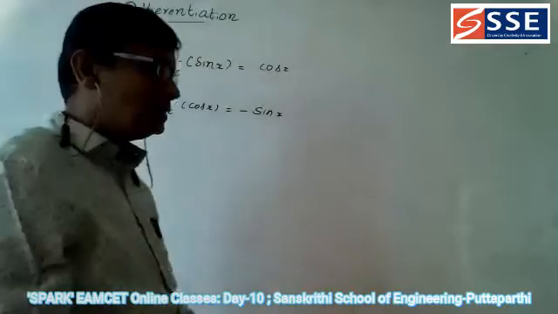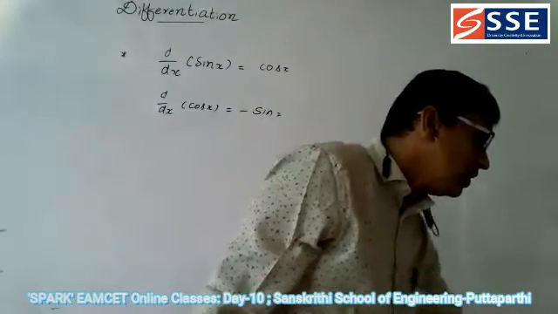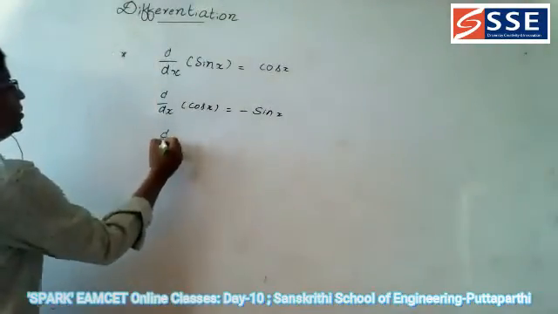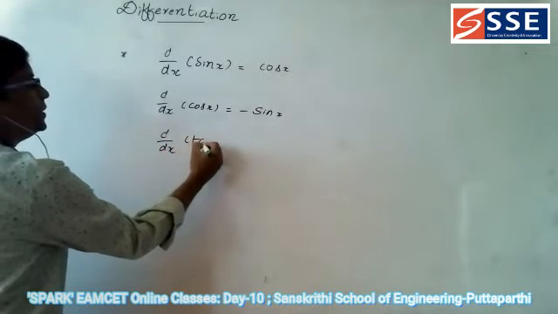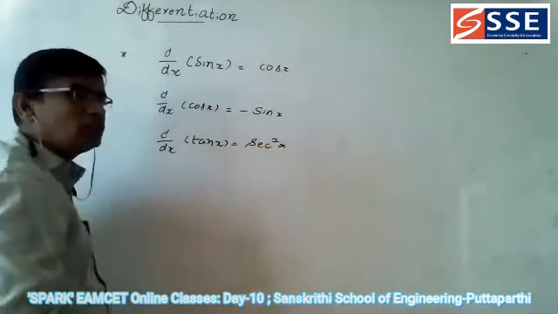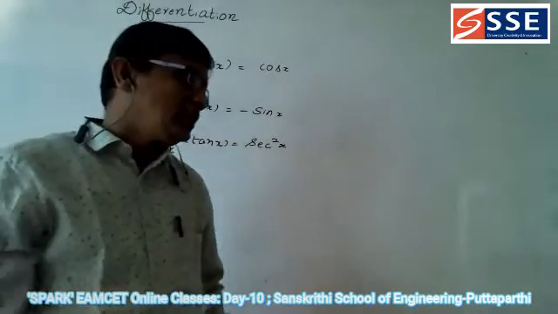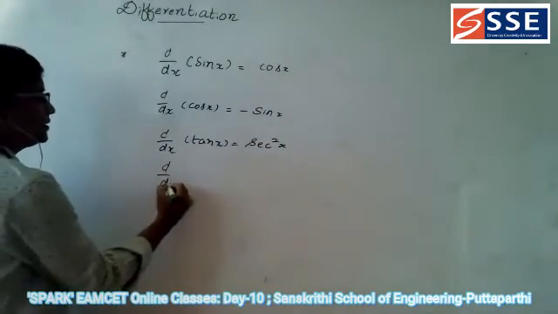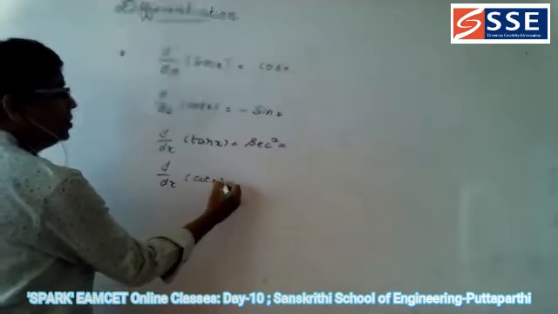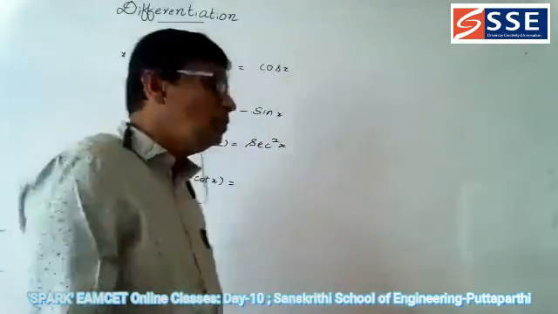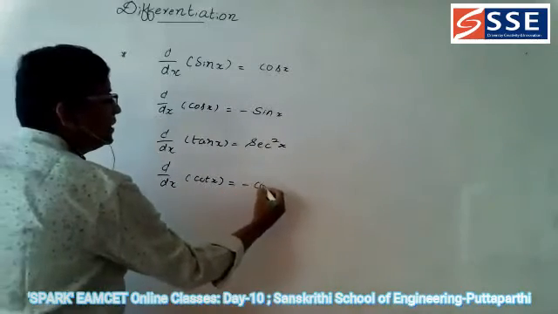In the same way, if you go for tan x, d by dx of tan x is equal to secant square x. In the same way, d by dx of cot x is equal to minus cosecant square x.